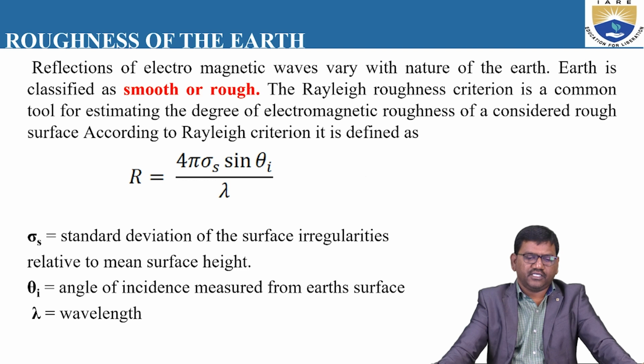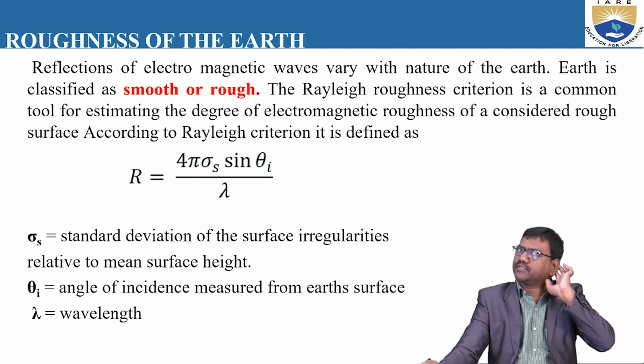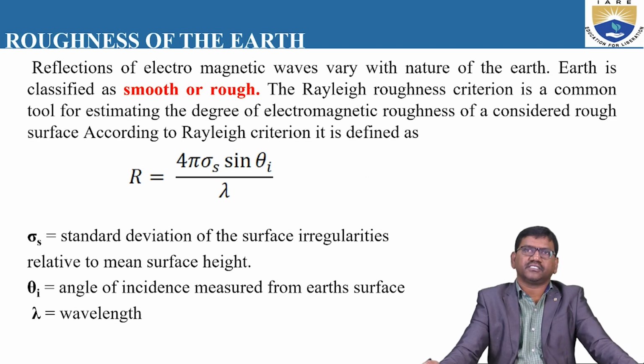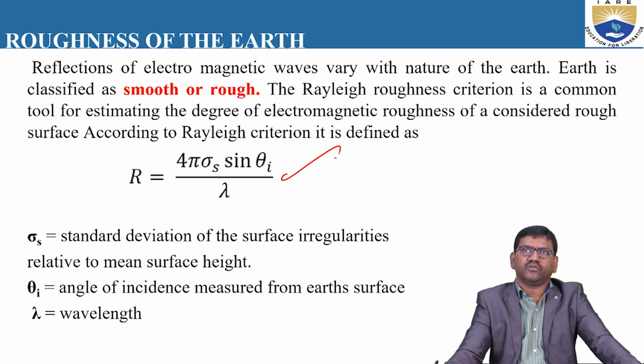Roughness of the earth. The electromagnetic signal that reaches the receiving point depends upon the roughness of the earth, whether the earth is rough or smooth. Scientists have given us a formula to determine the roughness of the earth, which is R equal to 4 pi sigma s sin theta i by lambda. Here sigma s is the standard deviation of surface irregularities, theta i is the angle of incidence measured from the earth's surface, and lambda is the wavelength.